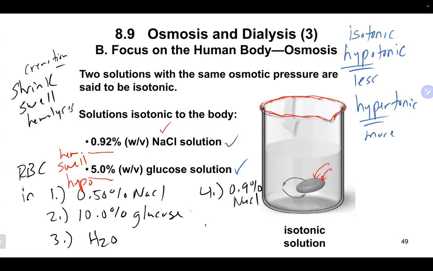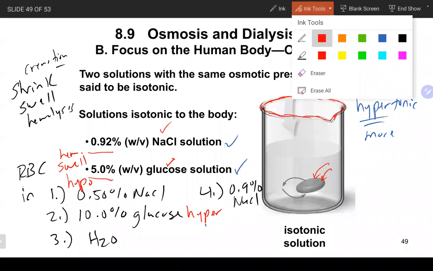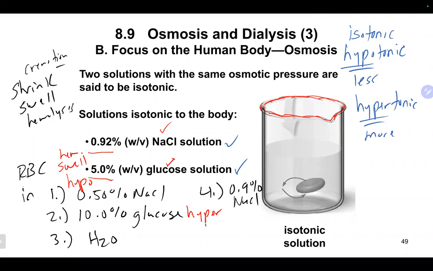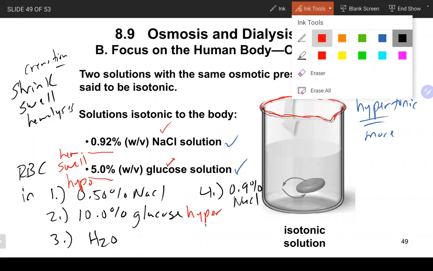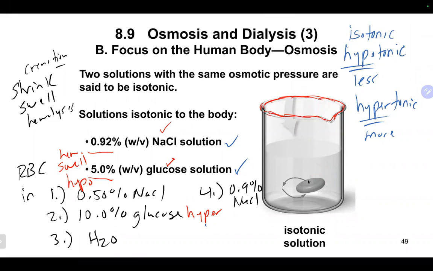Going to number 2, which is 10% glucose, we compare that to 5%, which is isotonic. Our 10% is definitely higher than 5%, so this is a hypertonic solution. That means the opposite of what I just drew is going to happen. In this case, the outside of the cell is more concentrated than the inside, so the water in the cell is going to come out in an effort to dilute the solution. The result is shrinkage, and that would be crenation. Any questions on that one?